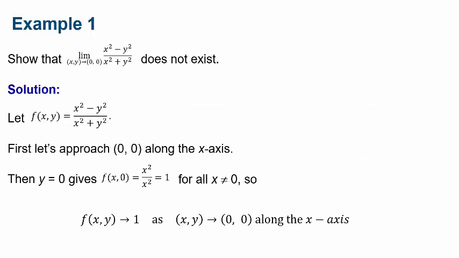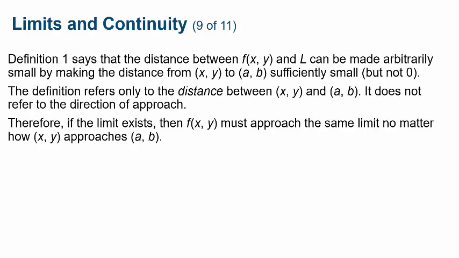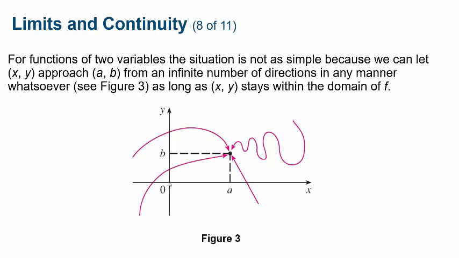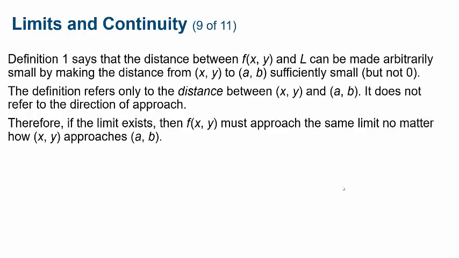Okay, so let's let f of x, y again be that function, x squared minus y squared divided by x squared plus y squared. So first, let's approach the point 0, 0 along the x-axis. Okay, so if you're along the x-axis, that's the path you're taking. So going back so you can see what I mean here. We're going along the x-axis here.